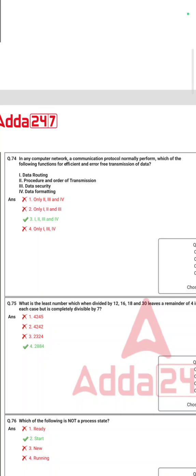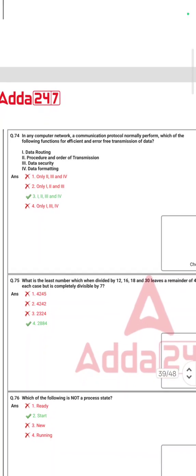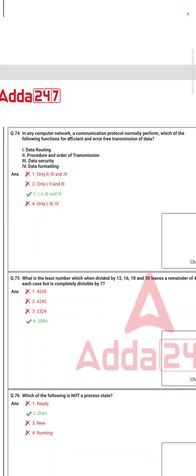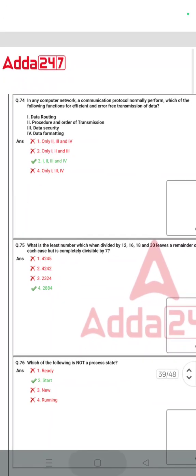In any computer network, a communication protocol normally performs which of the following functions for an efficient and error-free transaction of data? The data routing, procedure and order of the transmission, data security, data formatting. It uses all of them.